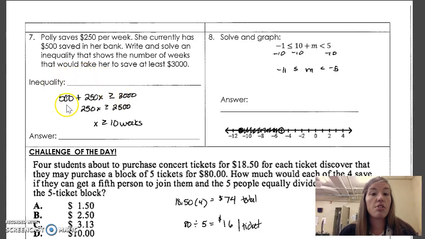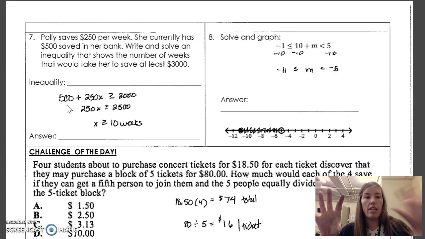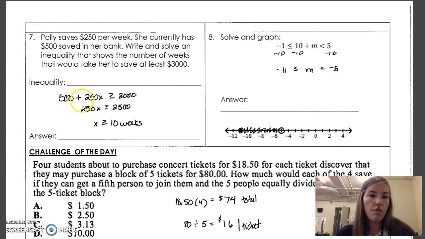The next question I would have asked you is, where is your beginning amount? Where are you starting? And you're starting at 500. That's what she has. Then the question is, is she going up or down? Is she saving more or less than that? And it says she's saving $250 per week. So she's got the 500 and then she's adding the 250 in, so that's adding. So 500 plus the 250x.